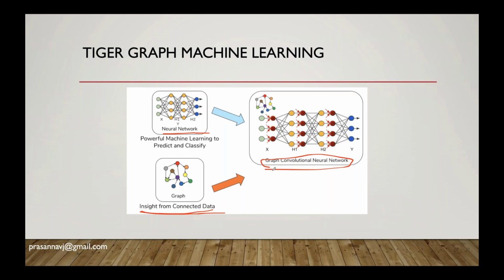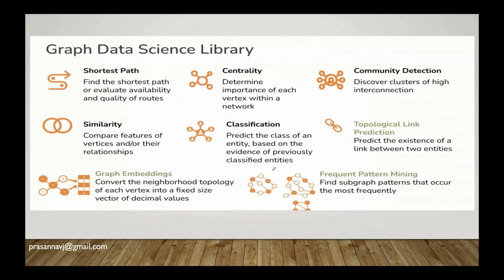We will see how to do that shortly. But before that, we talked about TigerGraph. These are some of the groups of algorithms that they provide as part of the graph-based data science library, which is an open source library. One is shortest path identification.